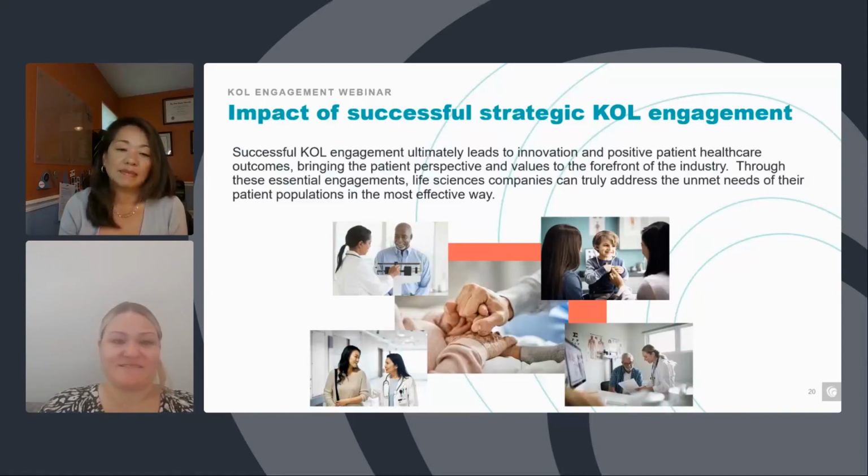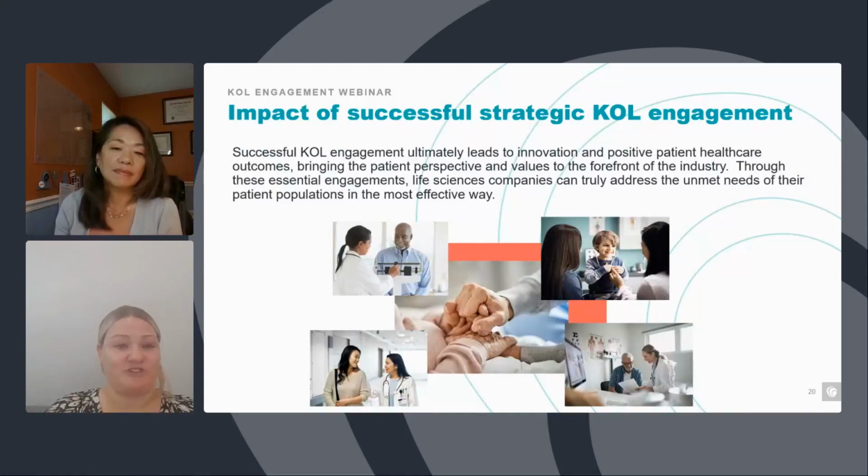So it's going to continue to evolve, and you have to make sure that you're really strategic about the way you approach it so that you can evolve as well, which is really important.